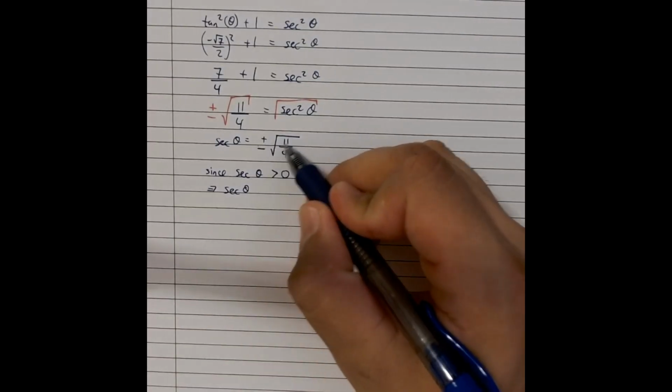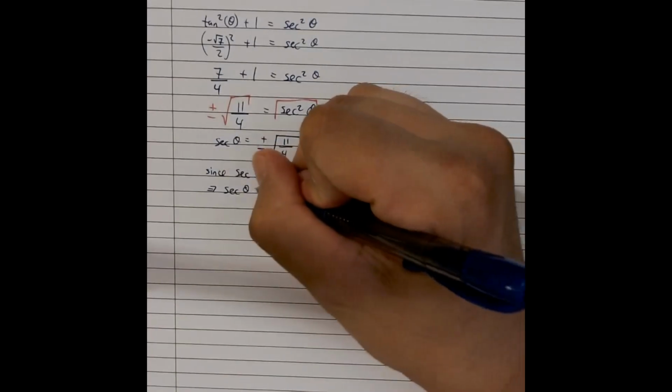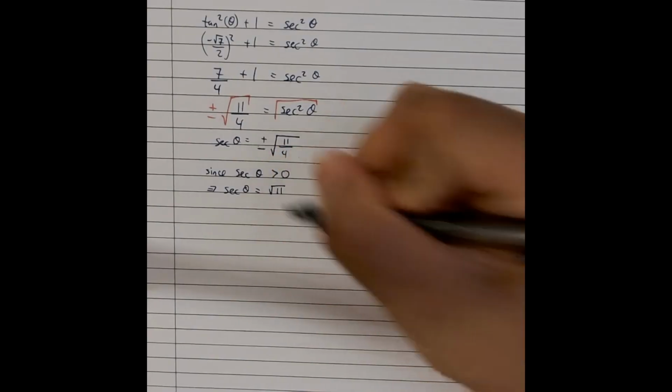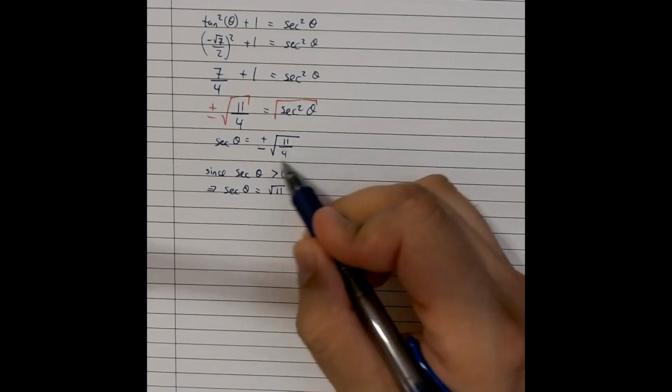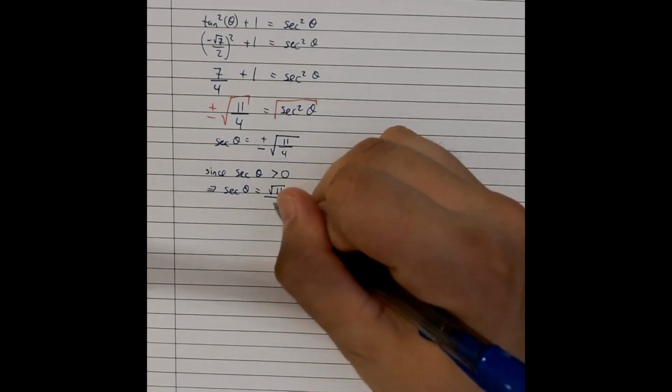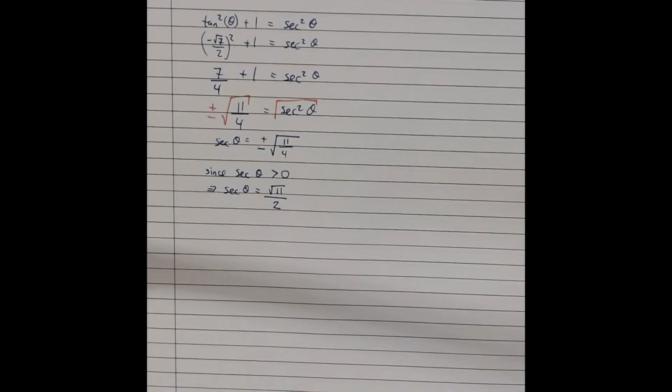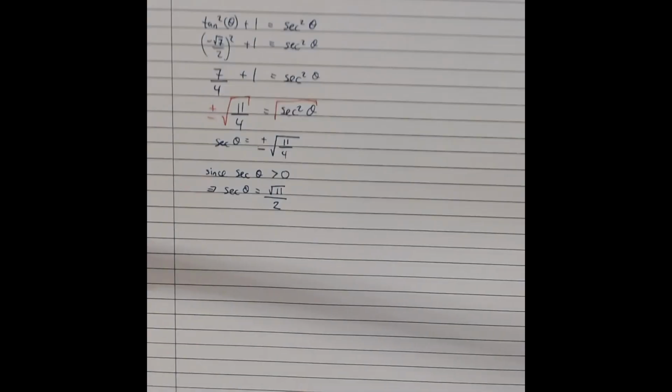Here, when I take the square root, I can't take the square root of 11 as a nice number. I just have to leave it as root 11. But I can take the square root of 4. That's just the number 2. All right, so I find secant of theta is equal to root 11 over 2.